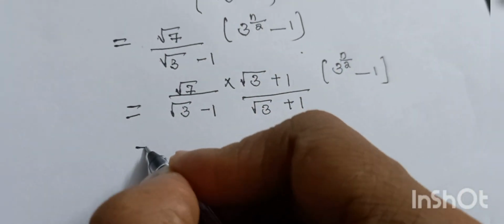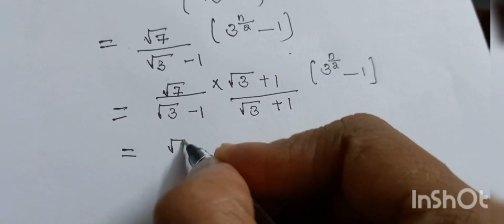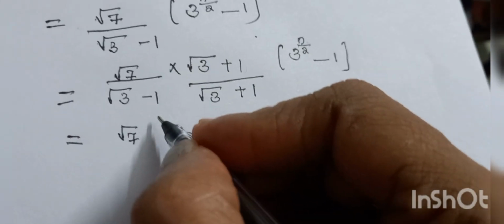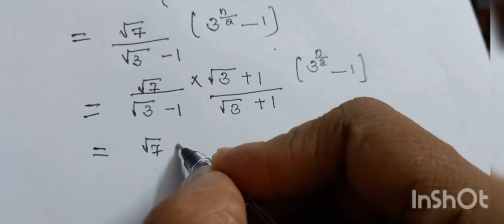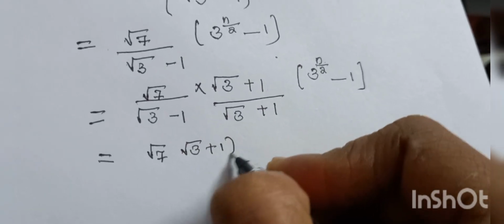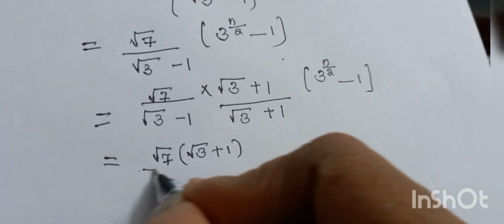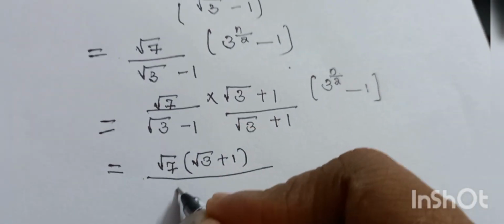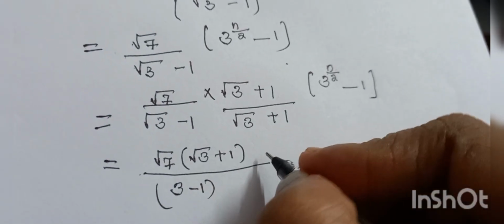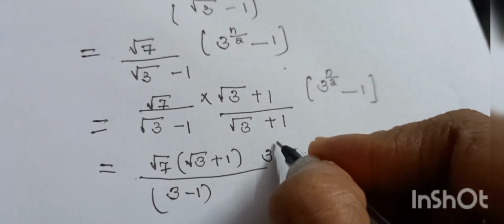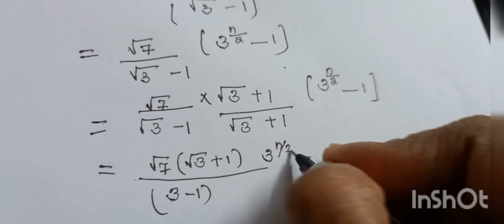So this we can write root 7 in bracket root 3 plus 1 whole divided by root 3 into root 3, 3 minus 1 we get, 3 minus 1 into 3 to the power n by 2 minus 1.